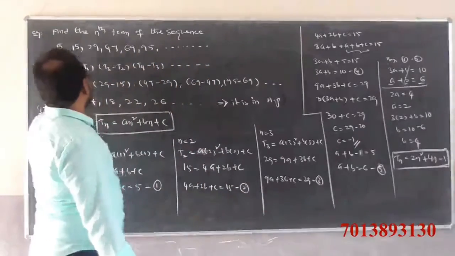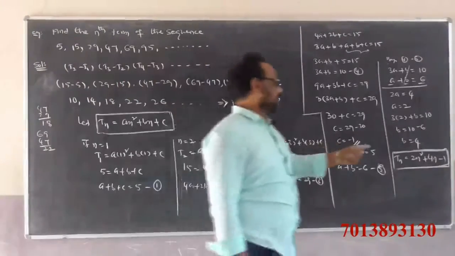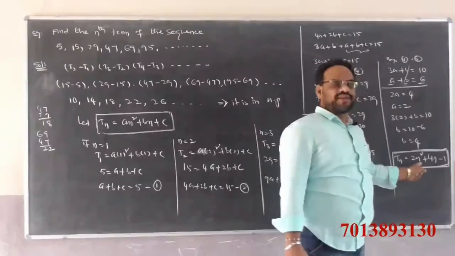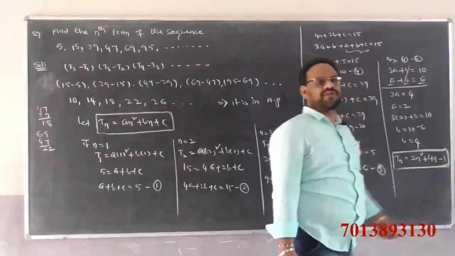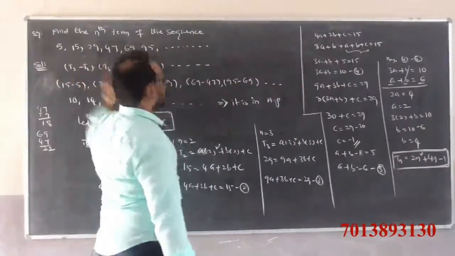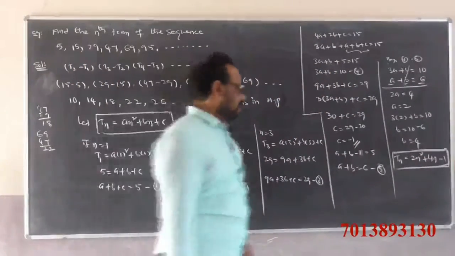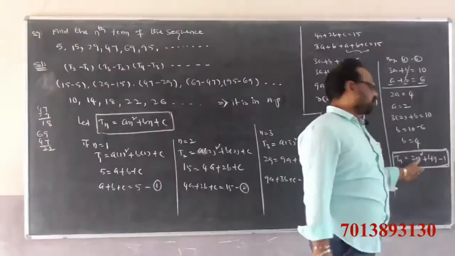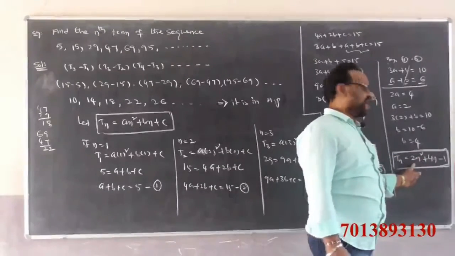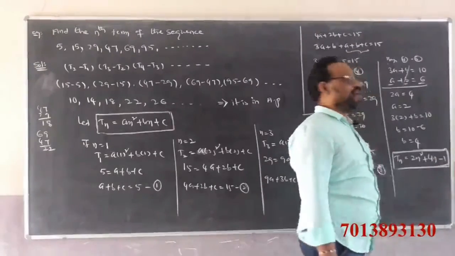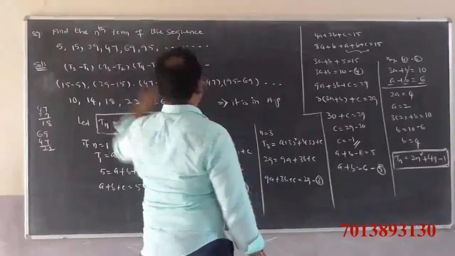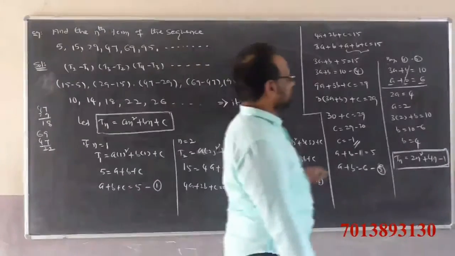Observe here, we want 5, that is T1. Substitute here for T1. 2 ones are 2, 4 ones are 4. 2 plus 4, 6. 6 minus 1, we get 5. We want the second term. Substitute 2. 2 square is 4, 4 2s are 8. Again 4 2s are 8. 8 plus 8, 16. 16 minus 1 how much? 15.